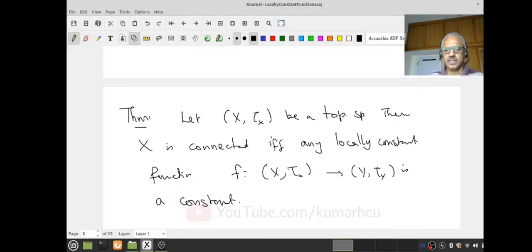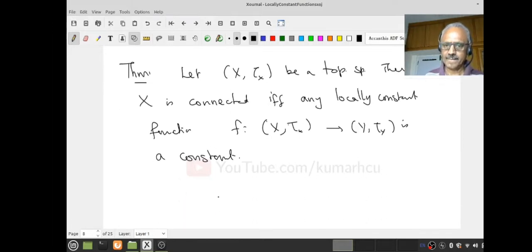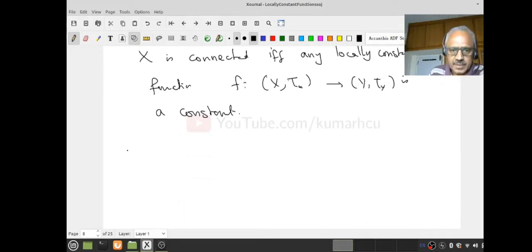You understand that? So what we are doing is, (X, tau_X) is a topological space. Let (Y, tau_Y) be any topological space. Assume that you give me a locally constant function from (X, tau_X) to (Y, tau_Y). Then I want to say this function will be constant if and only if X is connected. Are you following? Okay. Let us prove that.